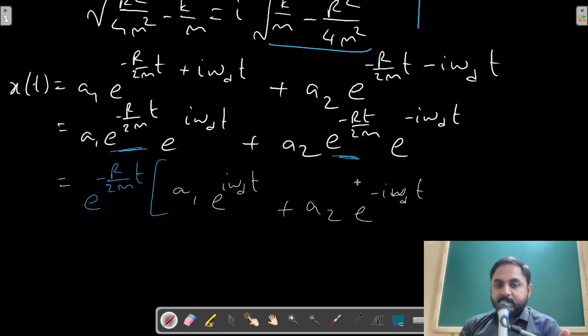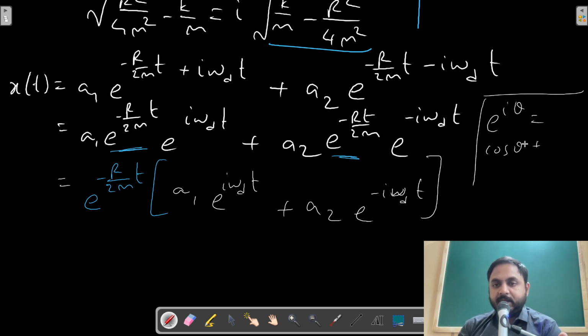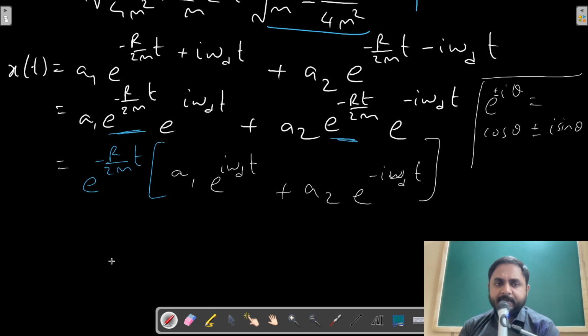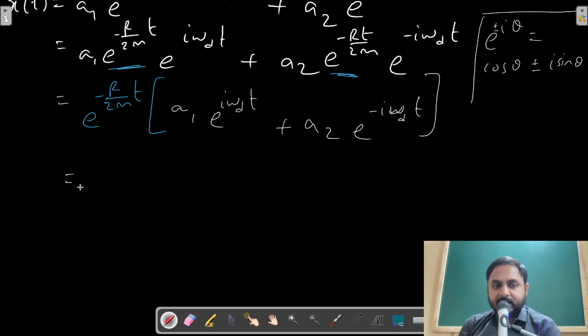You may remember that e raised to plus or minus i theta is cos theta plus or minus i sin theta. Let me substitute this formula here. The term outside the bracket remains as it is, e raised to minus r by 2m into t.